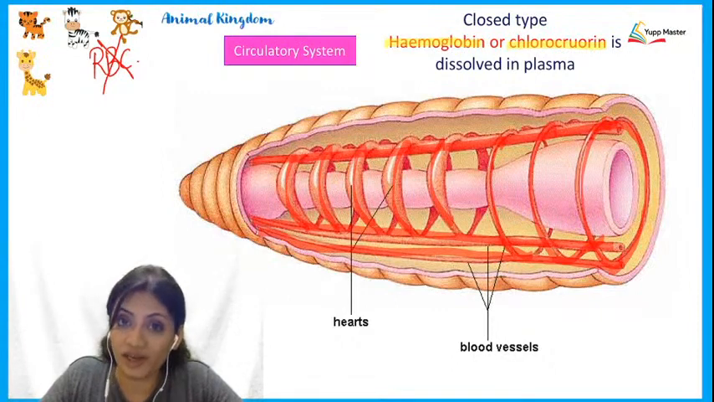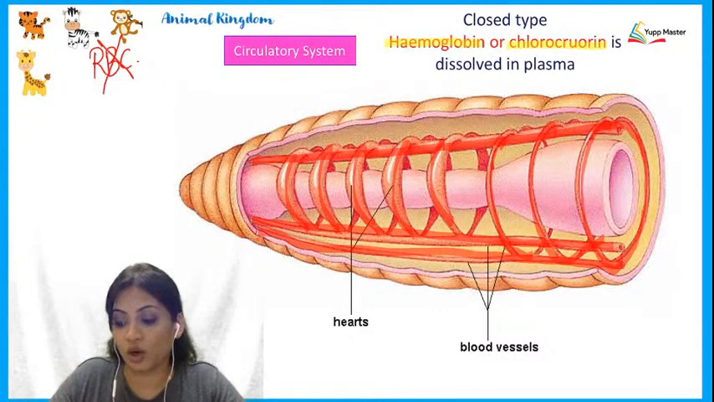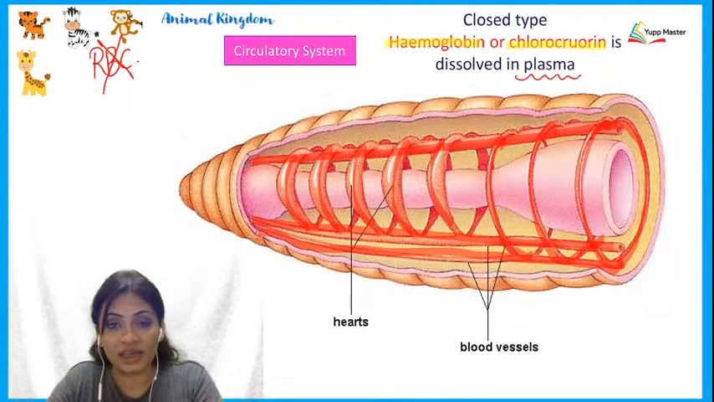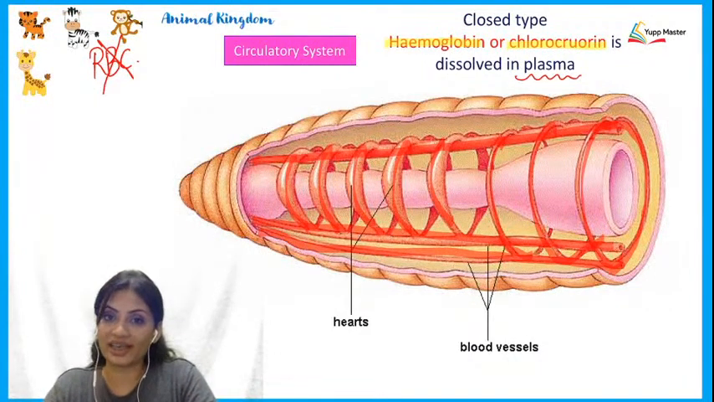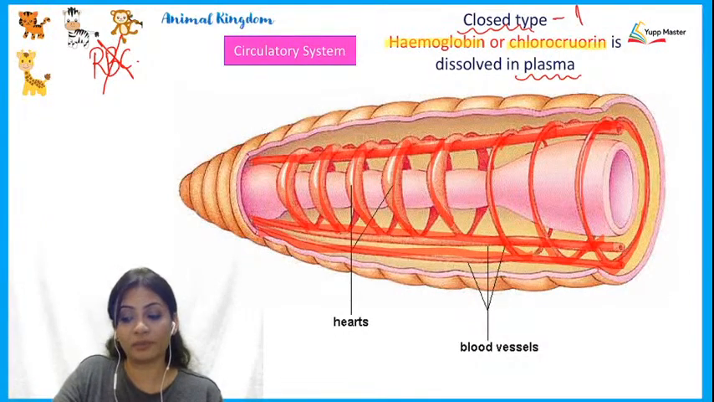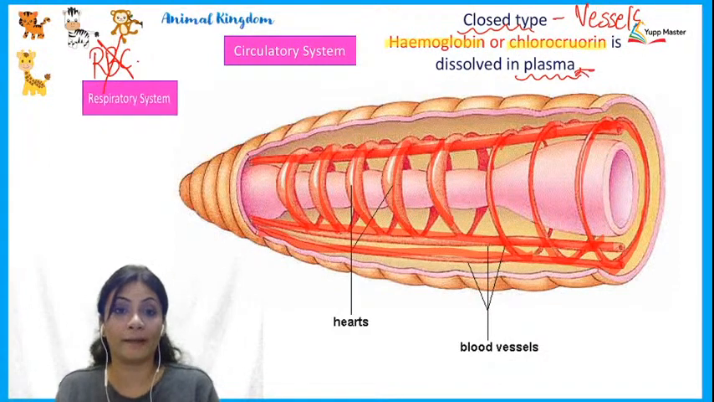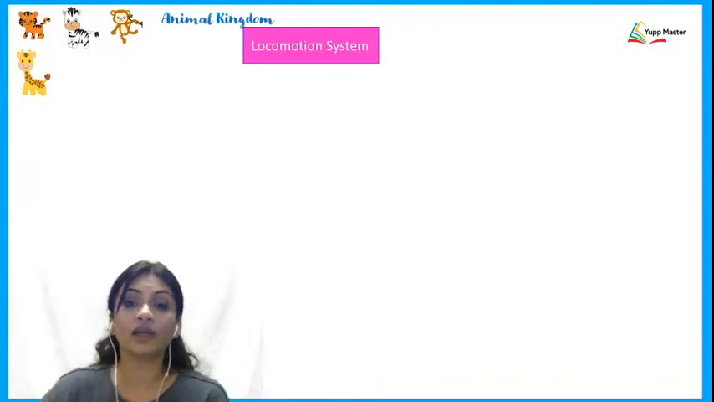But which part of blood? In the liquid part of blood. And the liquid part of blood is going to be called plasma. So when we talk about earthworms, their hemoglobin is dissolved in the liquid part of their blood, which is called plasma. Alright. So it is a closed type. So remember that there will be the presence of blood vessels and hemoglobin is present, but present in the plasma region. Alright. Talking about the respiratory system, as we just said a little while back, that it is done through their body surface. Alright. Talking about their locomotion.